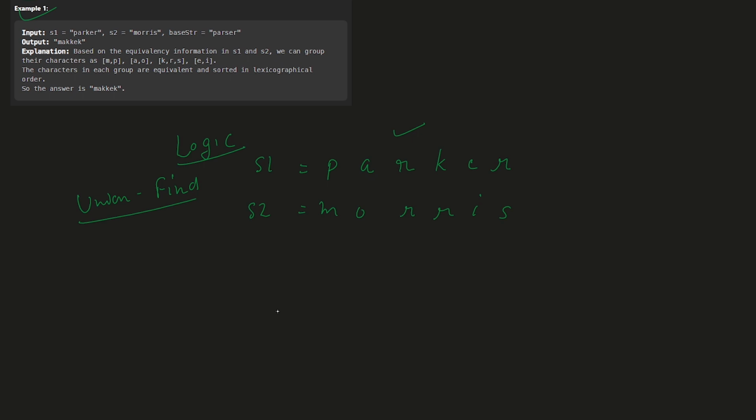Fine. Now what does this union find do? So let me tell you in brief. There is one function union and there is one function find. So first of all, we will use this function to find the root of a particular character. So for P also we will find the root, A also, R also, K also, E also, R also, and the same for all these characters. Once we find the root, we can see that this particular character belongs to that particular root. Alright. So by this we can replace our character with that particular root.